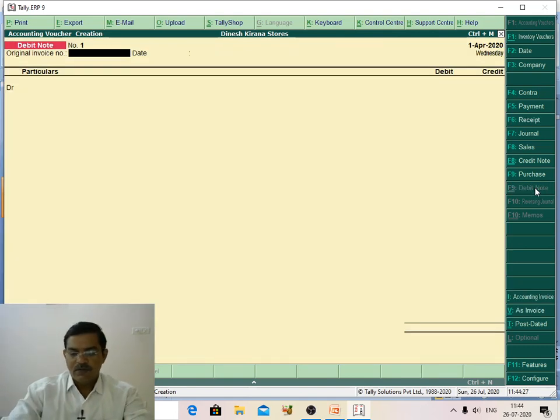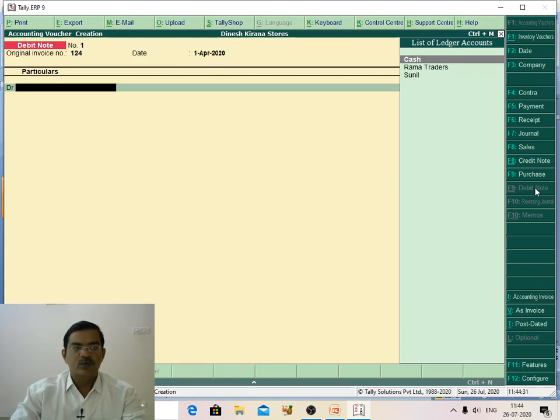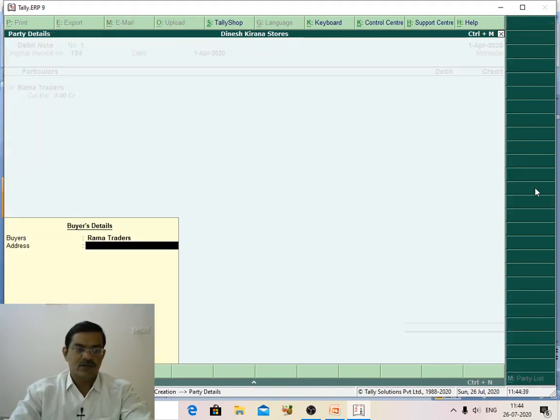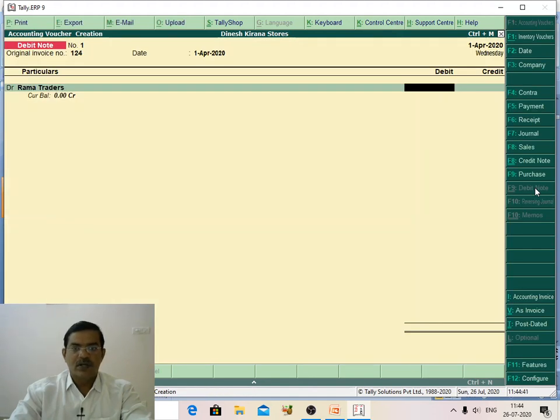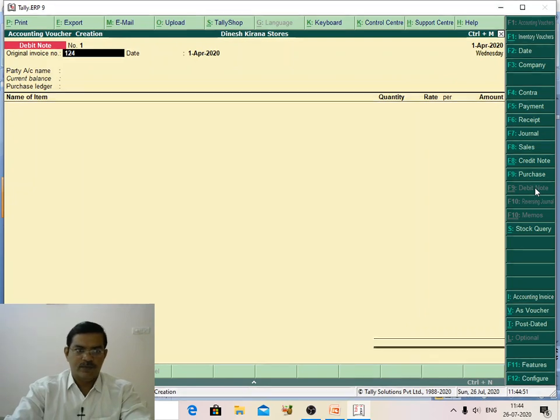The invoice number is 124. Date is there. So earlier Rama Traders account was the credit account. Now it is the debit account. Okay, Rama Traders debit account. And what is the debit amount? Okay, the debit entry is there. If I want to post in item invoice mode also, I can post.